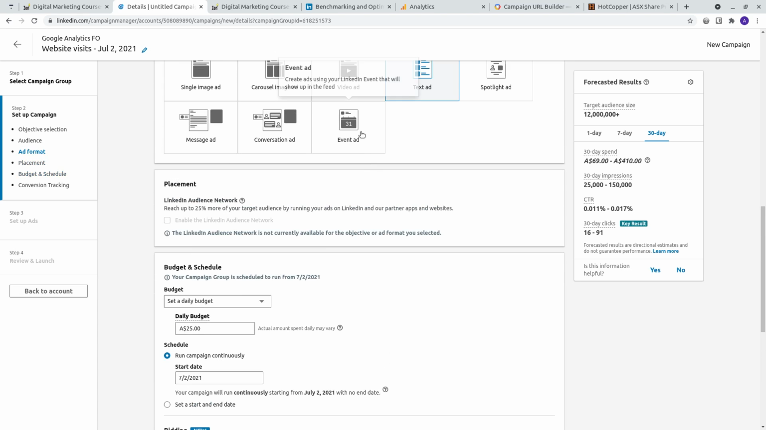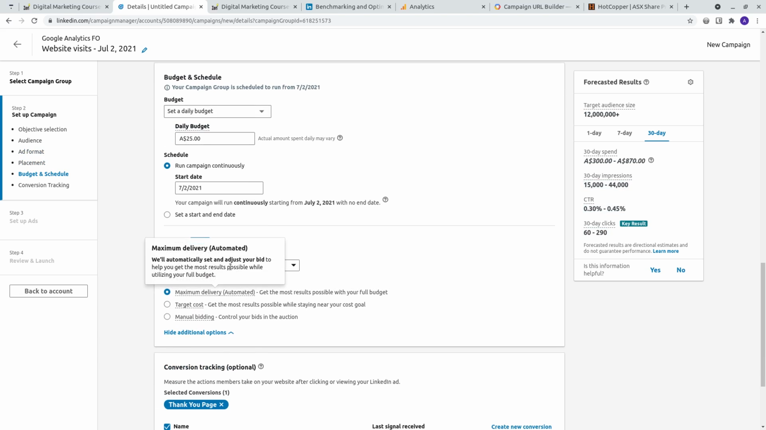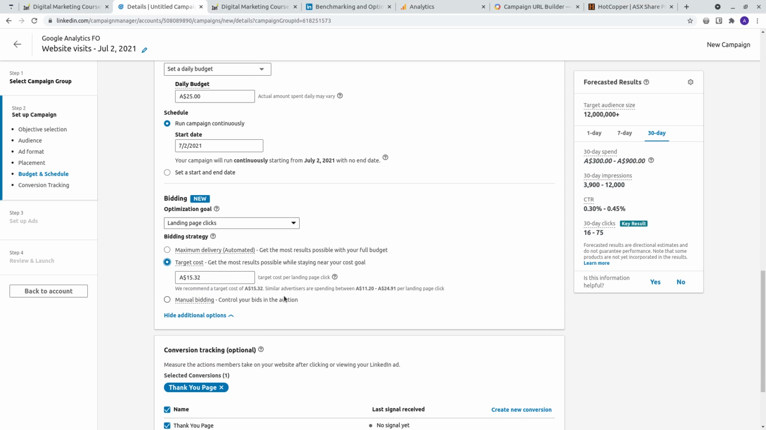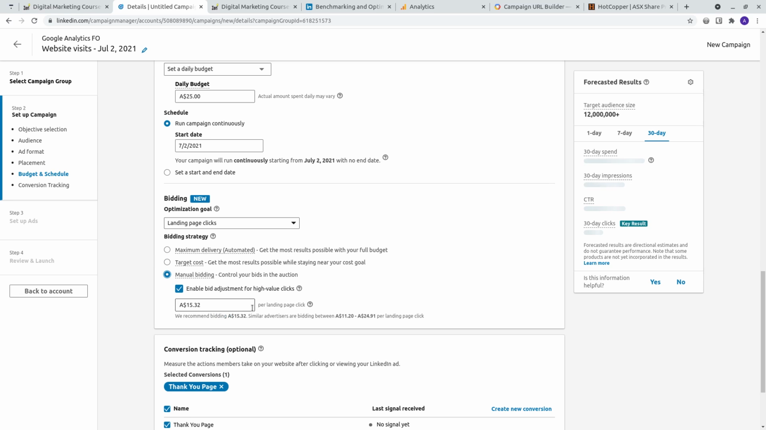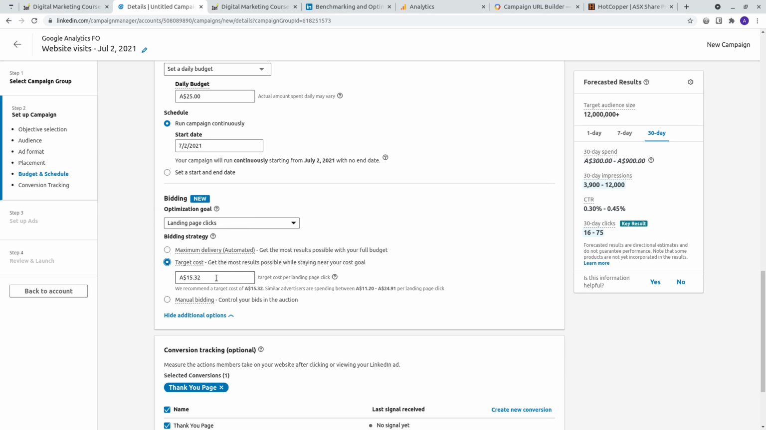You could also, if you're running an event ad, for example, have the option of target cost. So you can specify the target cost for you to convert somebody from your landing page. And if you set that to, let's say, 15.32, which is what they recommend, again, if you add an extra 10% on top, about 1.53, you're looking at about 17.05 as the option to bid on the target cost basis. Now, what's happening here is that they go to your landing page, and then they'll end up converting.